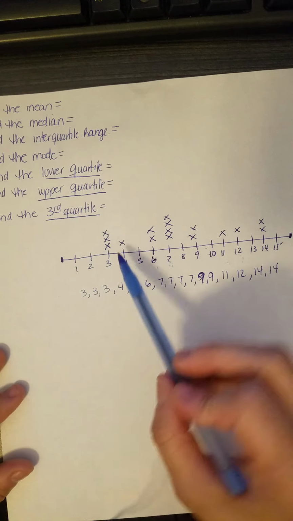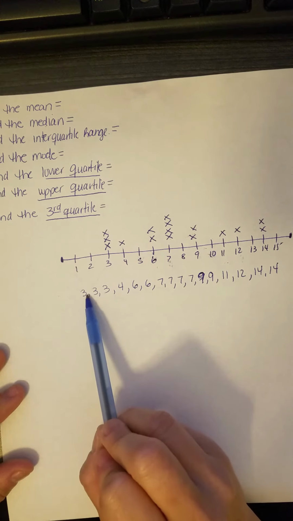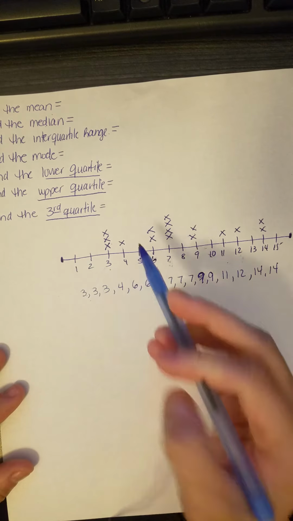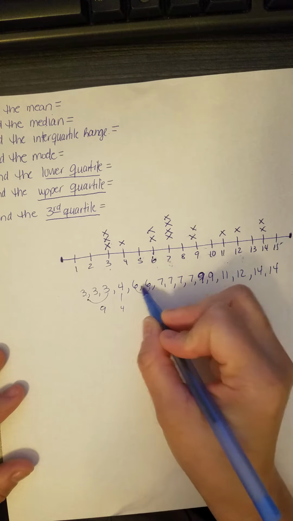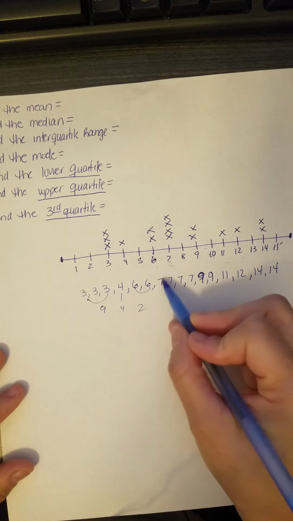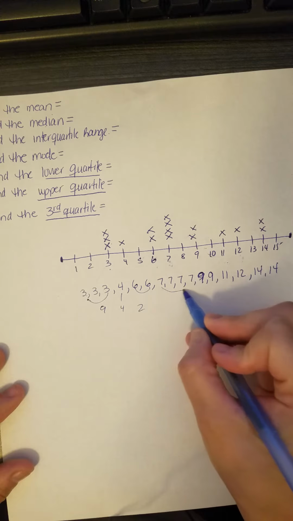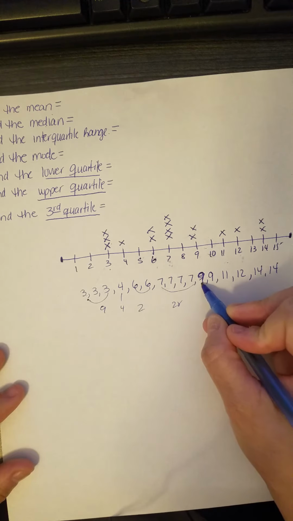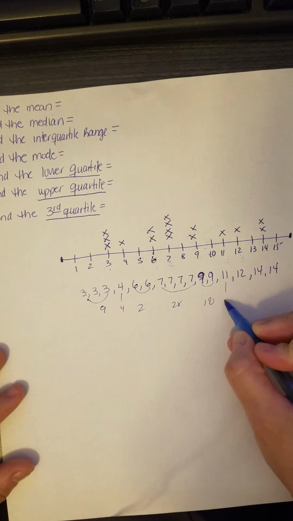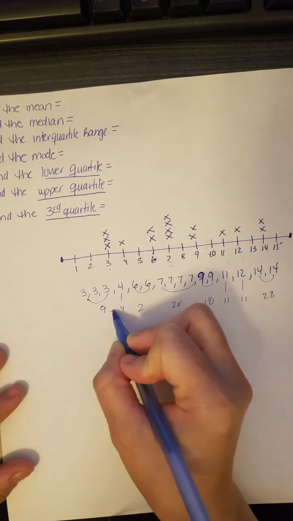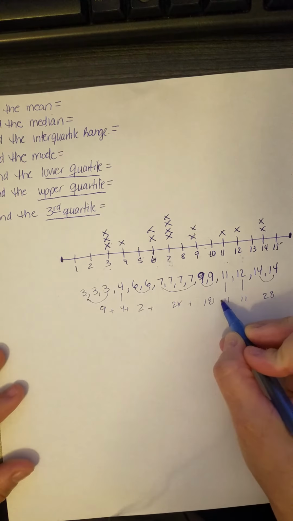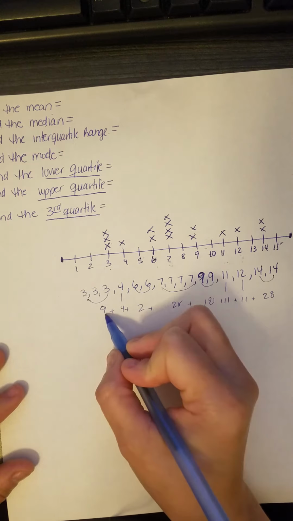Well, for the mean, it's easy. I have to add them all up. I'm just going to go ahead and multiply 3 times 3. Here I have 9. This is a 4. I have 6 and 6 is 12. 7 times 4 is 28. 9 times 2 is 18. I have an 11. I have a 12. A 14 and 14 is 28. I'm just adding them, so you could do it in your head.